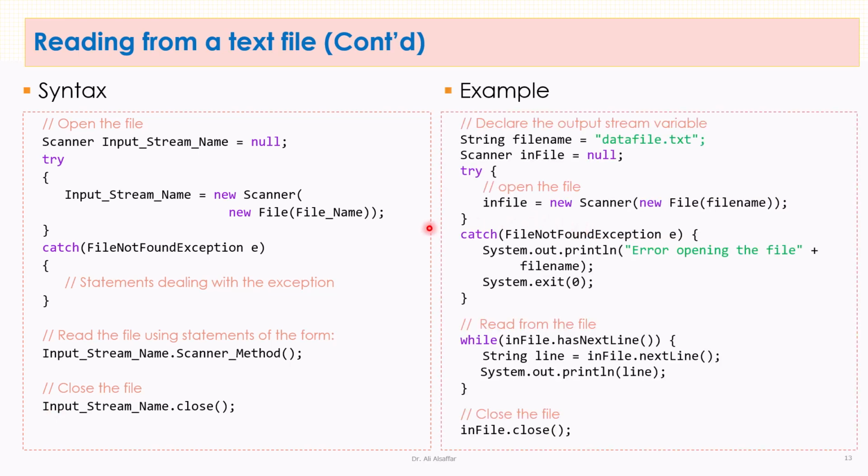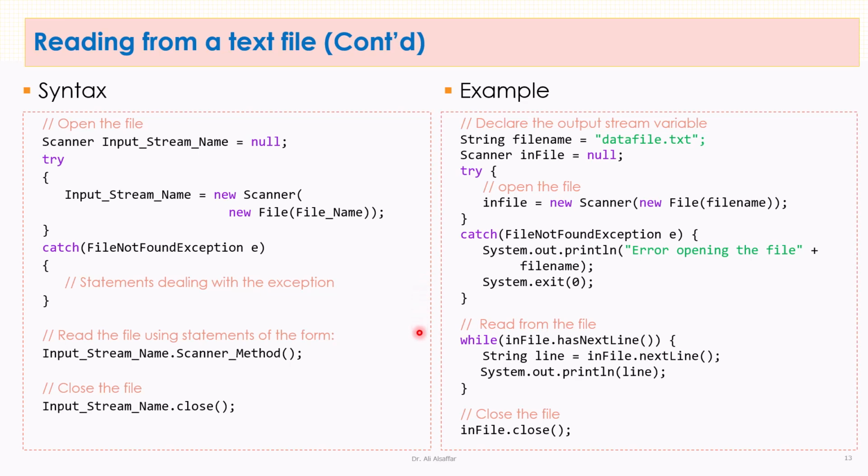Here is a typical example of following the 3 steps to read from a text file. First, we are saving the file name as a string, and we are defining the Scanner by the name inFile. To open the file, we are using try and catch, and in the catch block, we are printing an error message and stopping the program if the Scanner raised an exception.